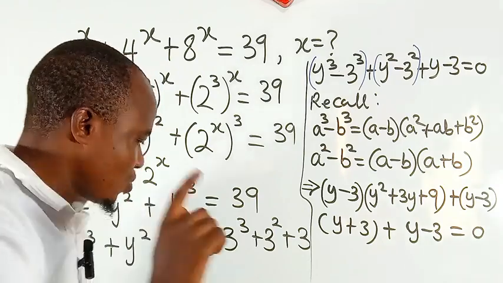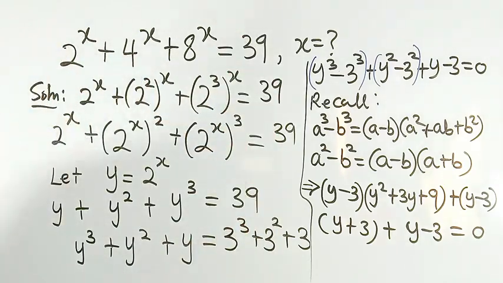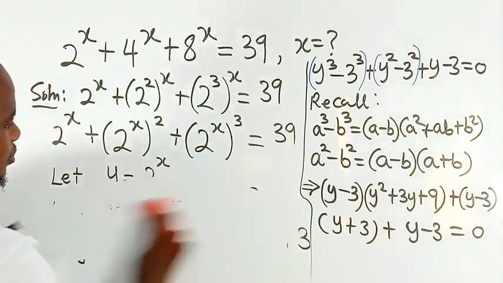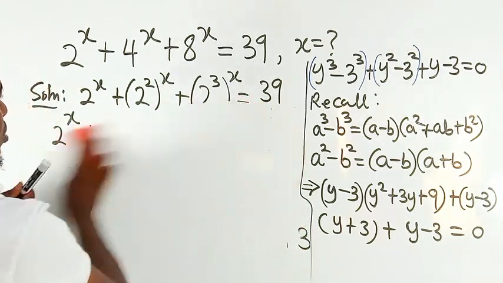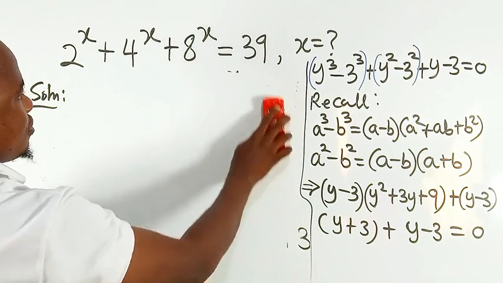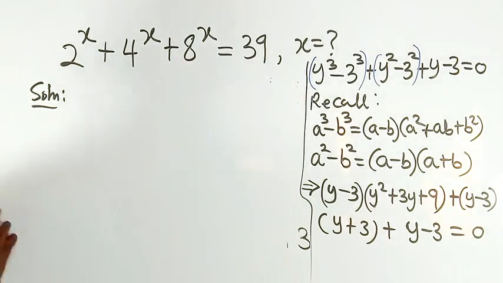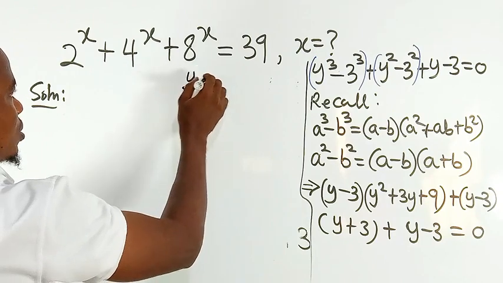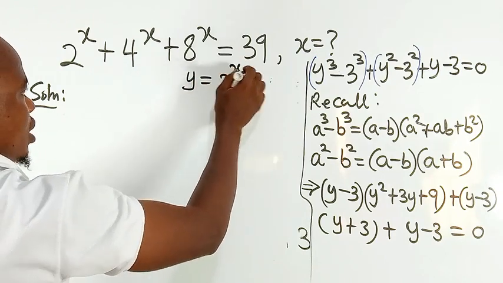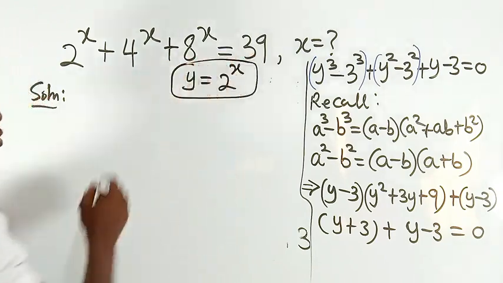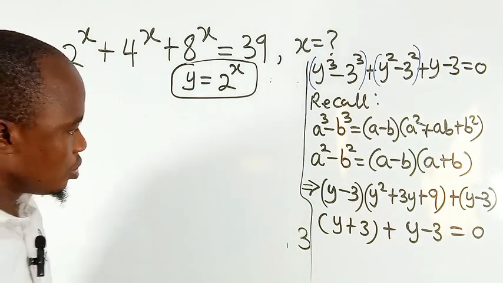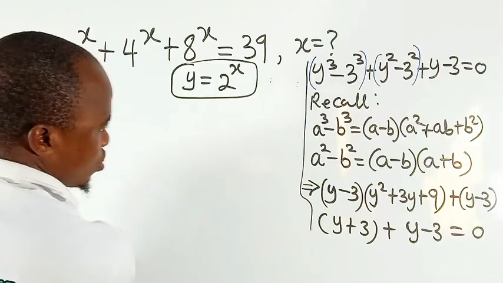Are you following? So we continue from there. We are now going to have, don't forget from the beginning that we've already what? We have y to be equal to 2 to the power of x. Don't forget that. So you have to keep it. Now from here, let's see what we are going to do.